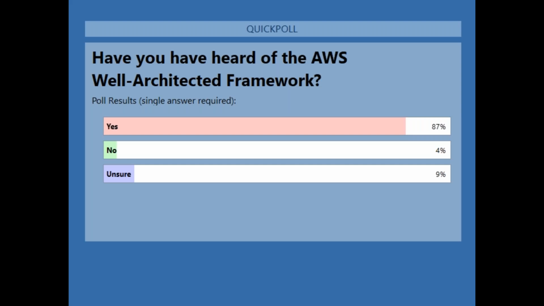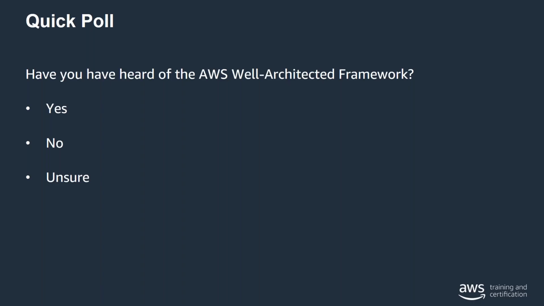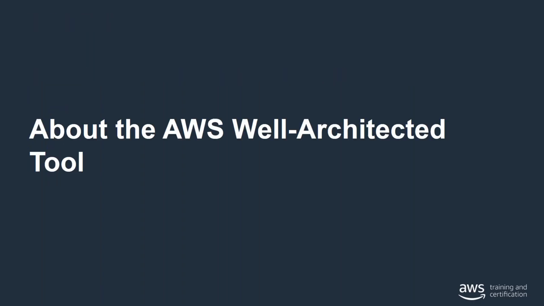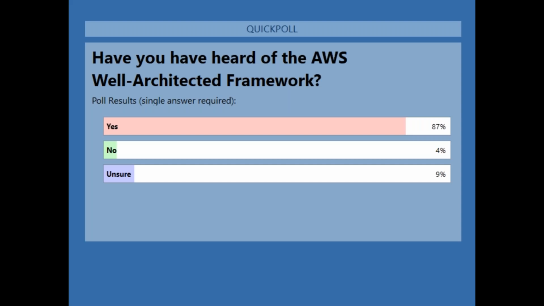So it looks like 87% of you have heard of it, 4% of you have not, and 9% are unsure of whether or not you've heard of it. So that's good to know. The Well-Architected Tool is an implementation for learning and measuring against the Well-Architected Framework, as well as learning how to make improvements in order to meet it.